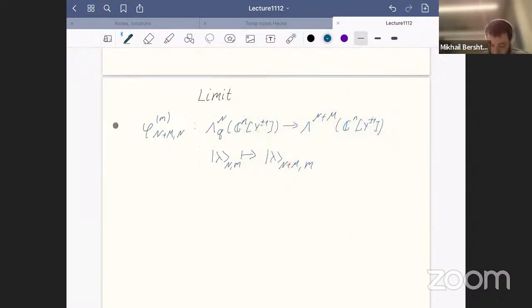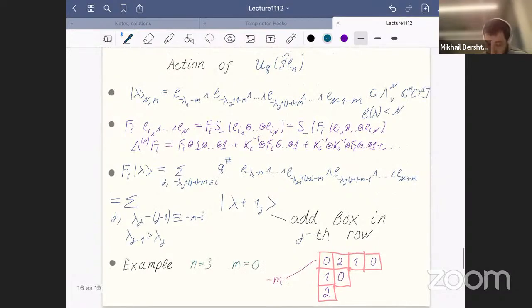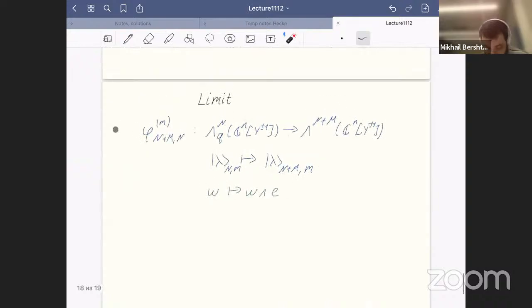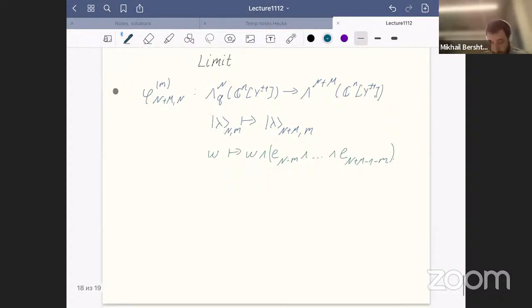Another way to state this map is the following. Some vector w goes to w wedge some tail. The tail should start from the point where the previous tail stopped. So first we have n minus m, then dots, then e of n plus m minus 1 minus.